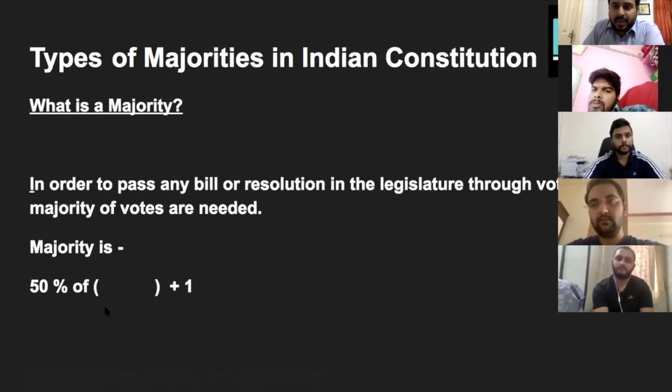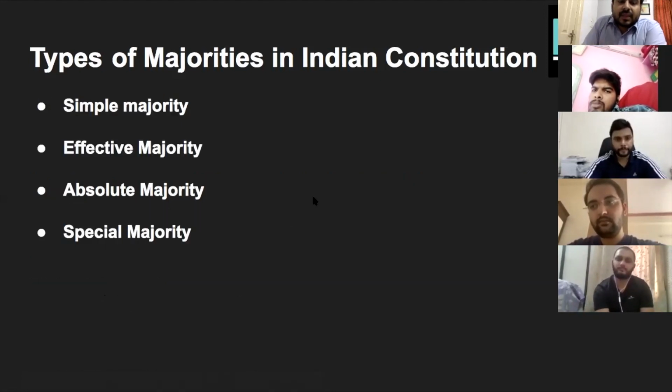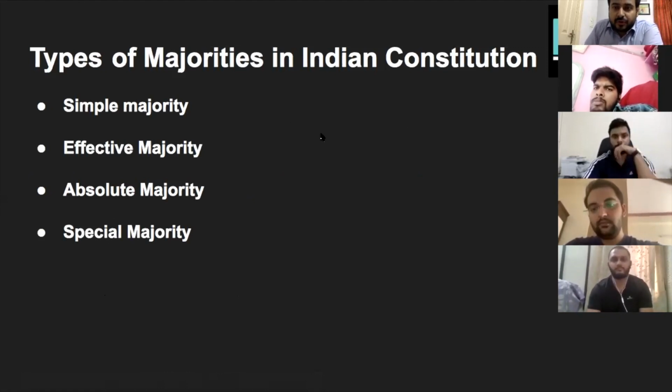Is it clear? Now, there are four types of majorities which we generally understand. It is very important for you to know that these majorities are nowhere written in the constitution. There is nothing written in the constitution which is saying simple majority, effective majority, absolute majority or special majority. It is for our convenience that we have identified some majorities with name so that you do not get confused. ये चीज आप समझ पा रहे हैं?